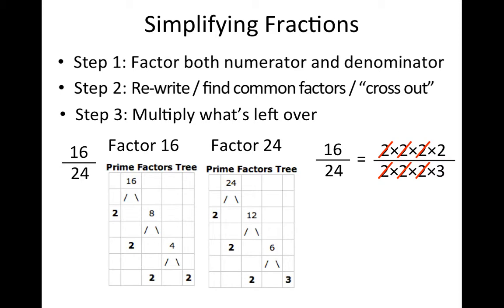And so I go to step 3 and multiply them out. In this case, there is nothing else besides 2 and 3, so I just write it as 2/3. So the answer is that 16/24 can be simplified as 2/3.